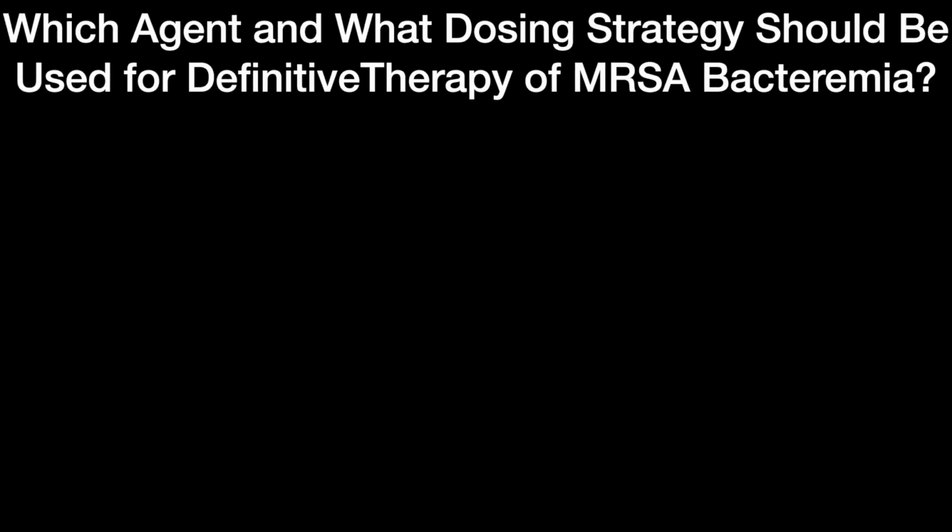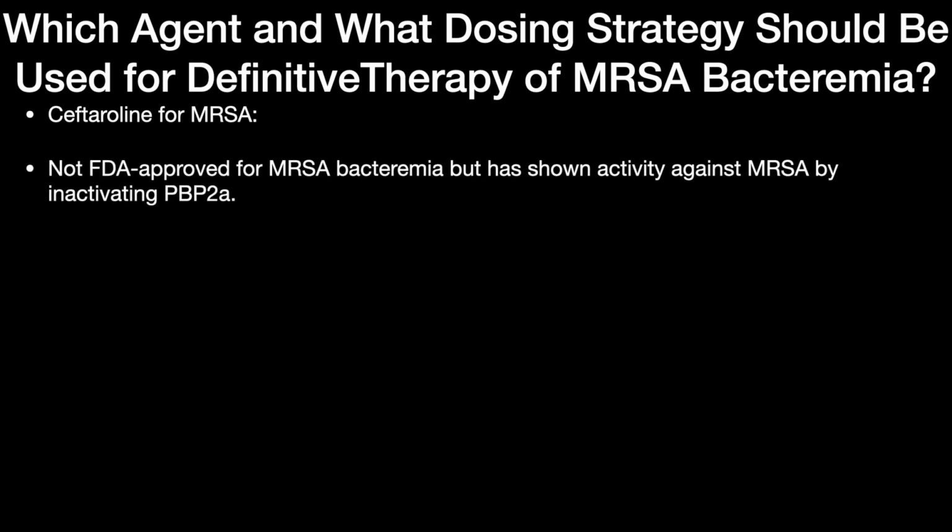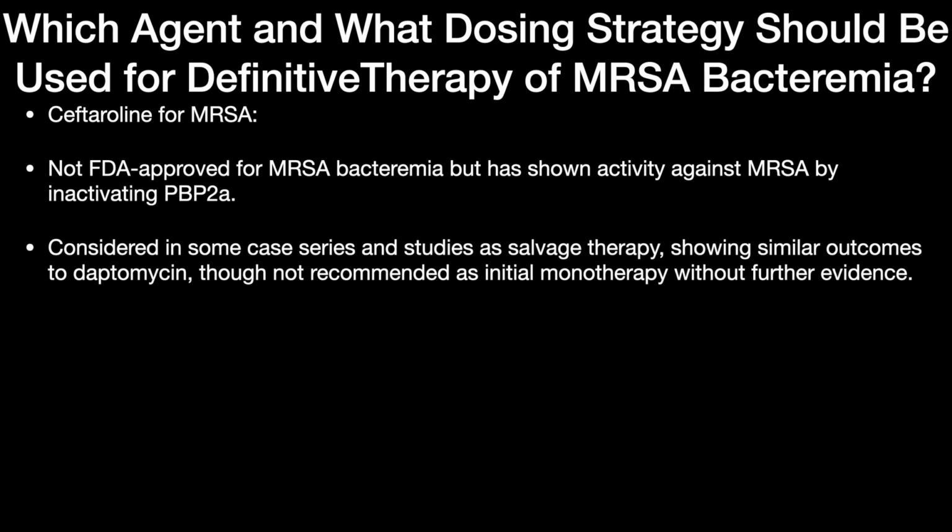Which agent and what dosing strategy should be used? Ceftaroline for MRSA: no FDA approval for MRSA bacteremia, but it has shown activity against MRSA by inactivating PBP2A. It is considered in some case series and studies as salvage therapy, showing similar outcomes to daptomycin, though not recommended as an initial monotherapy without further evidence.